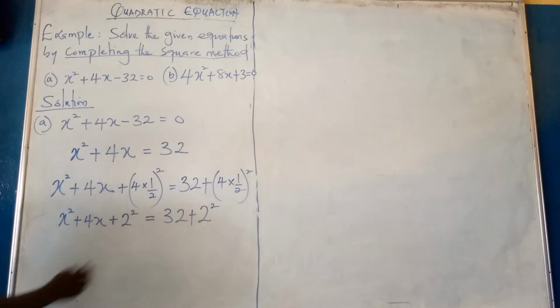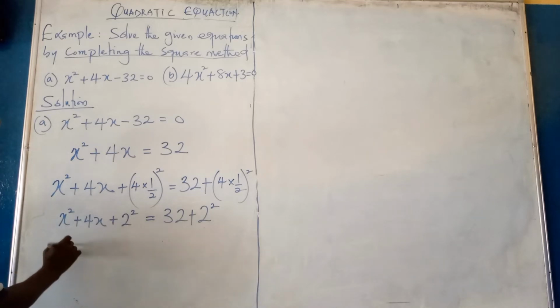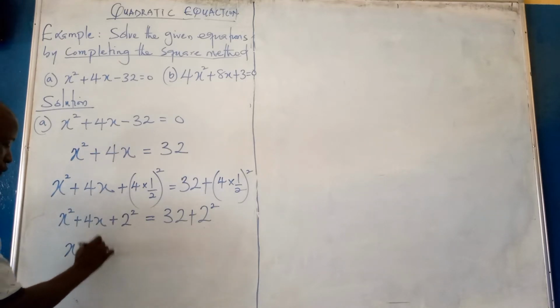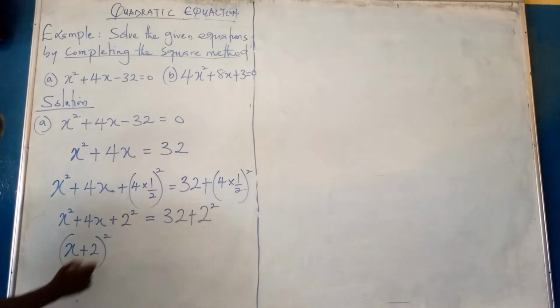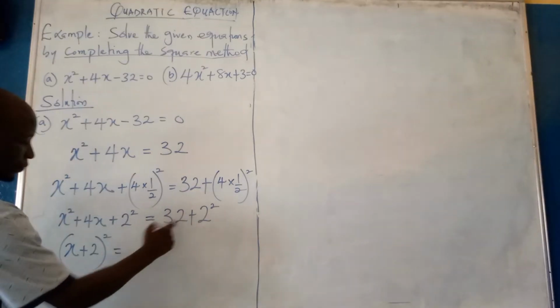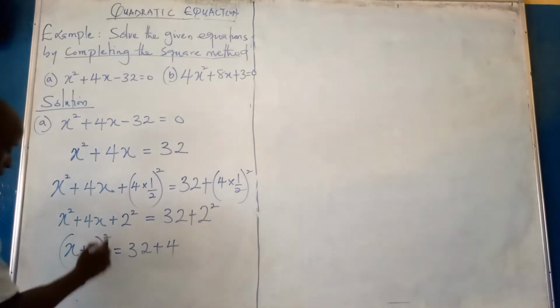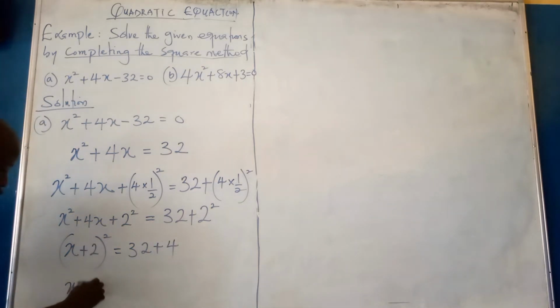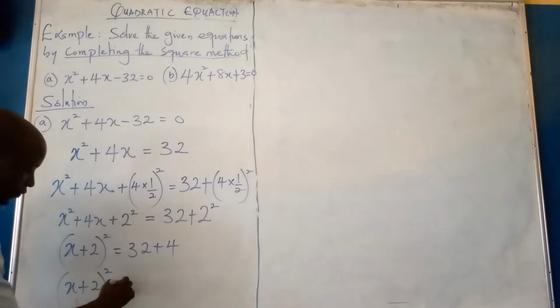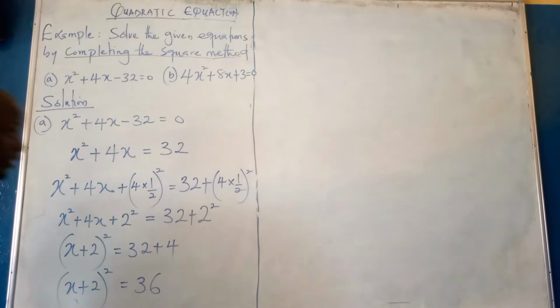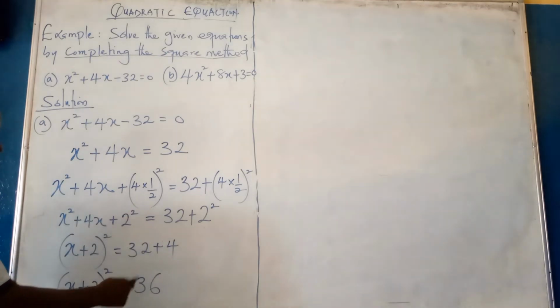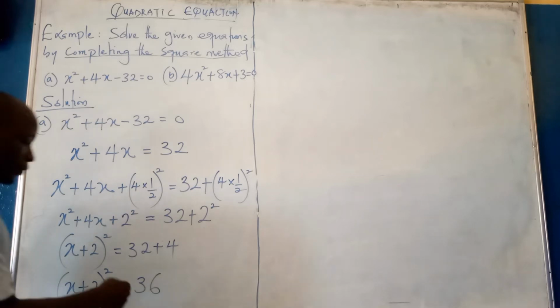Here we have x plus 2, everything raised to the power 2. When we expand this, we get exactly what we have here, equals 32 plus 4. So x plus 2 squared equals 36. Now I want to remove this square, and to do that we square root both sides, giving plus or minus the square root of 36.